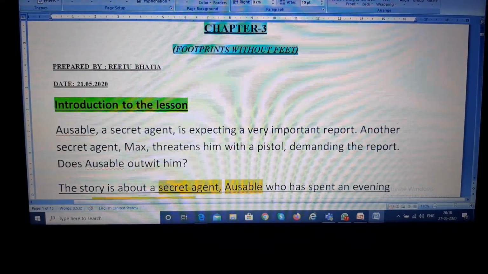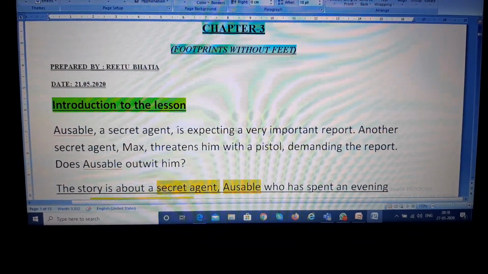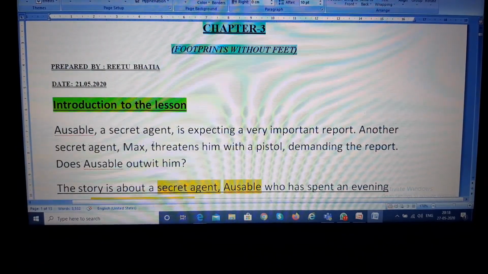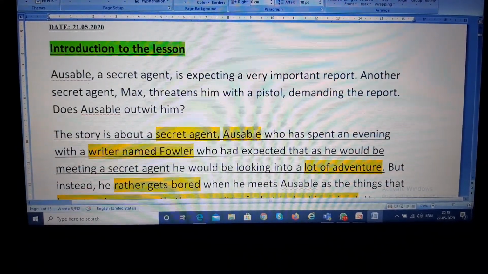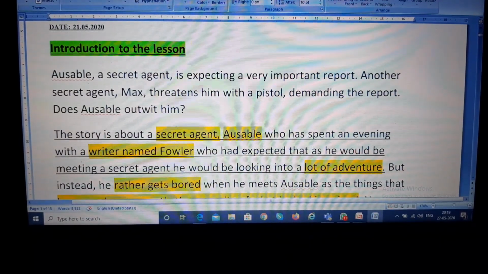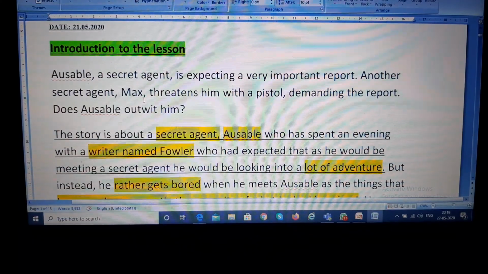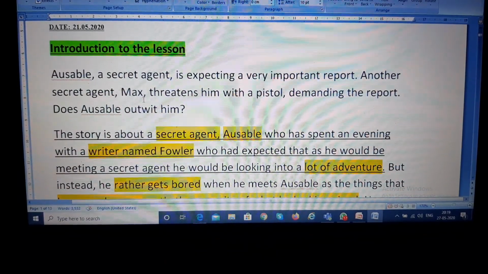There are three main characters in the story. Number one is Ausable. He is a secret agent. Number two is a writer named Fowler. And number three is Max, who is another secret agent. So the whole story revolves around these three main characters.